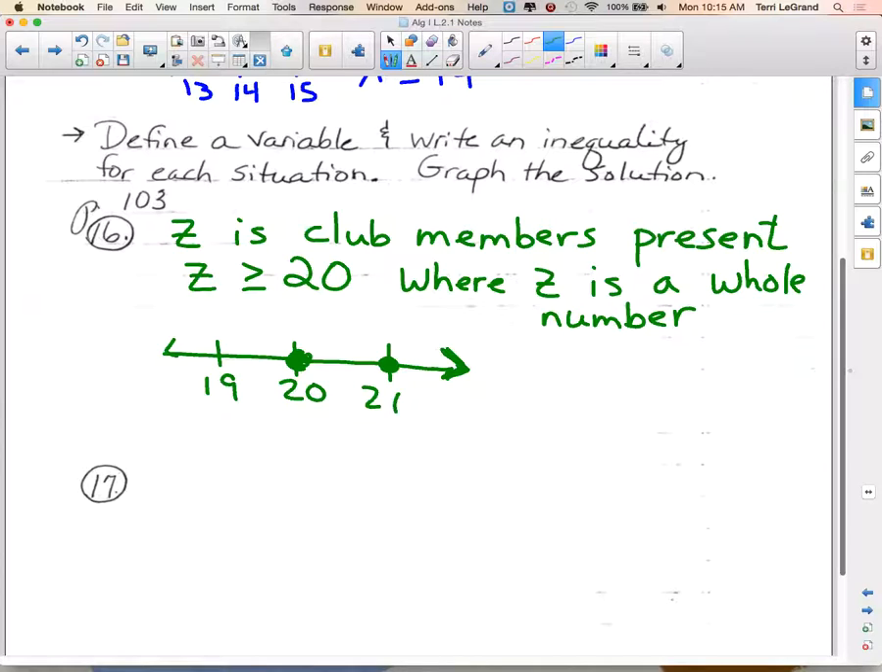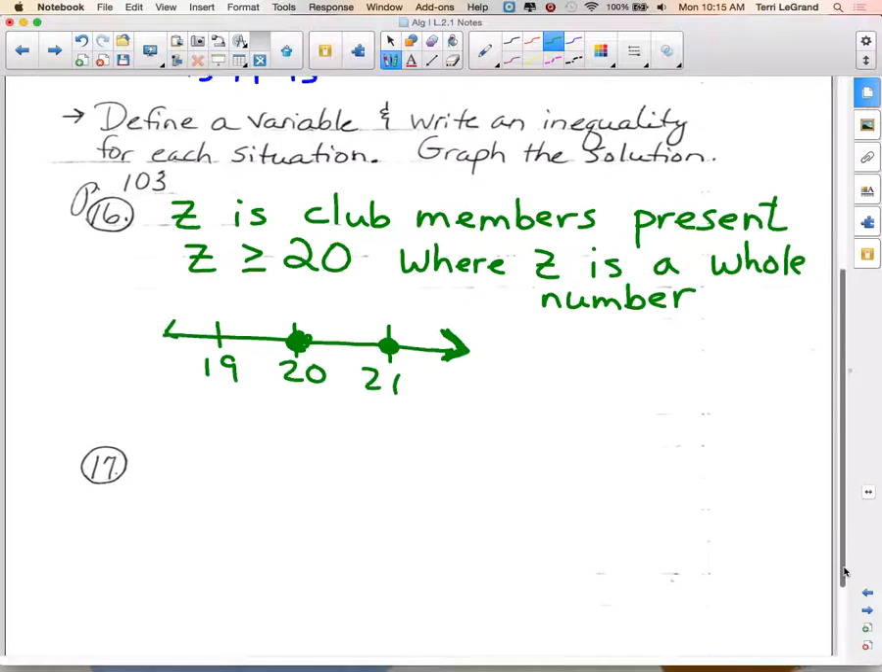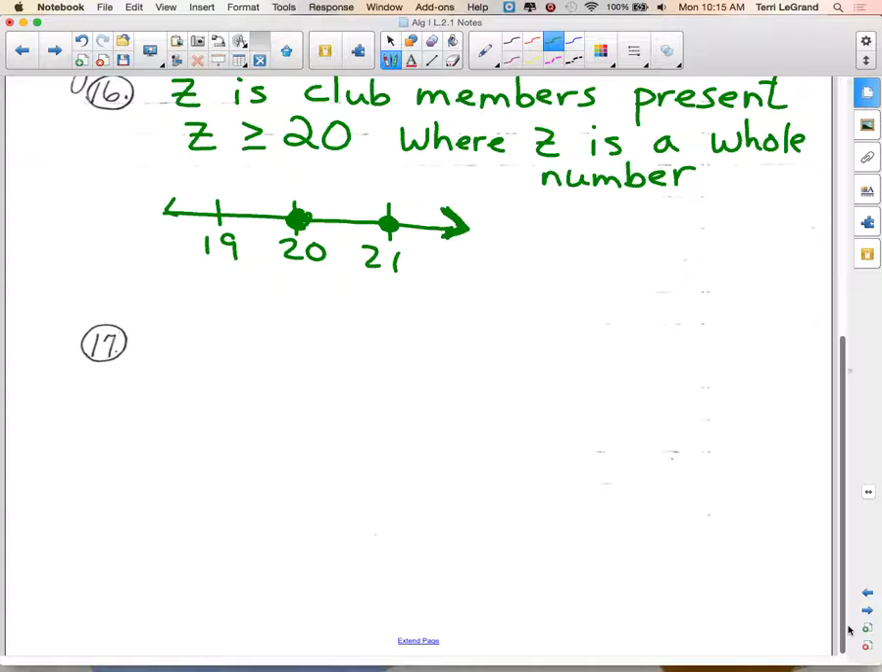Okay, go ahead now and try 17. Read that one. And let's decide what our variable should represent in this one. Okay, what's the unknown in this? Chase? Beats per minute. Beats per minute, okay. So what's the variable you want to choose?